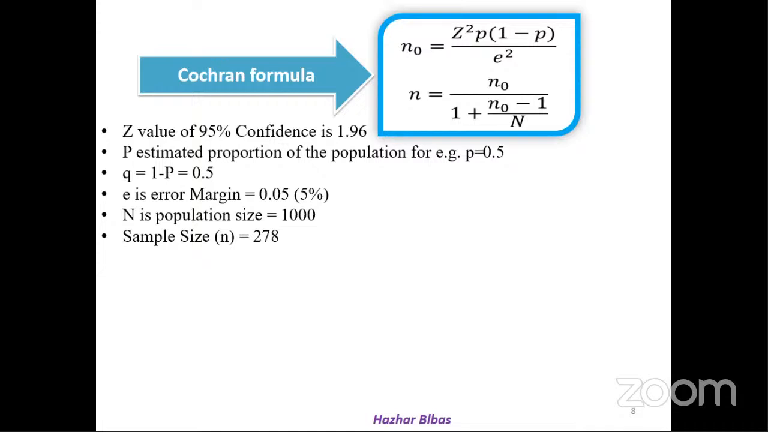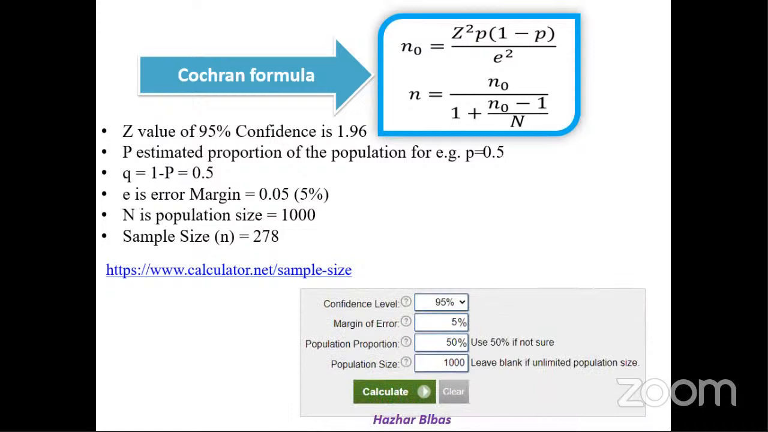Some researchers said it's not easy to use this calculation. You can use any online formula or online tool. For example, this is www.calculator.net/sample-size. If you just put this info in the blanks, it's going to give you the exact sample size as we had before, 278. It's easy. With one click on Google, you can search and find it.